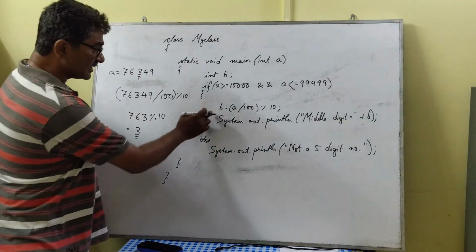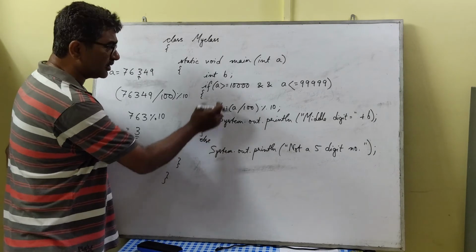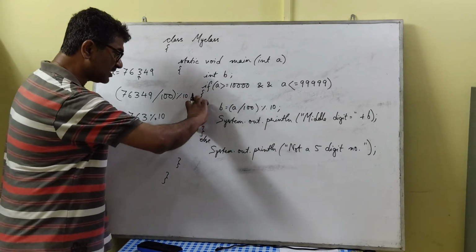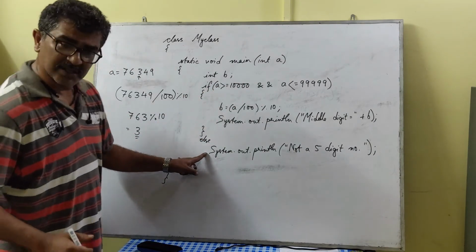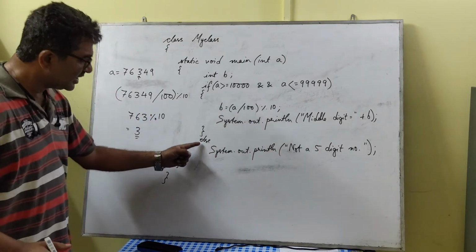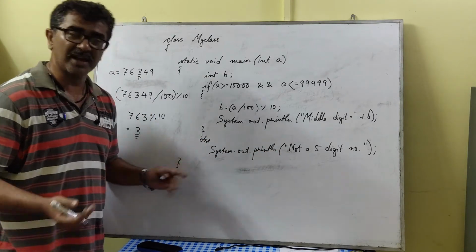Now note that since there are 2 statements to be executed, if the condition is true, we enclose this within braces. And in the else, there is just 1 statement to be executed. So therefore giving braces is optional. So I have just left it out.